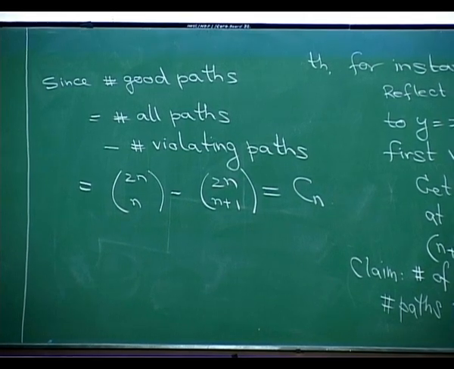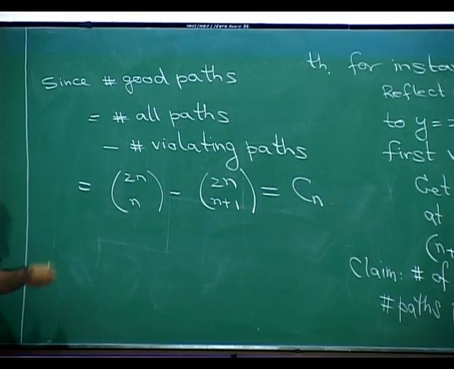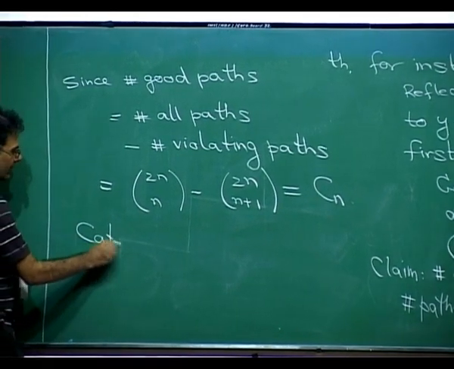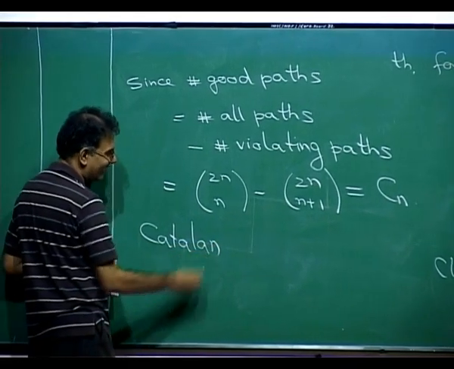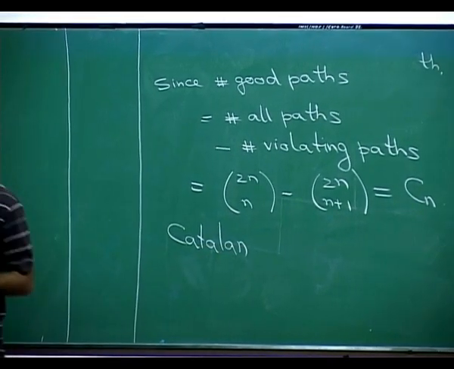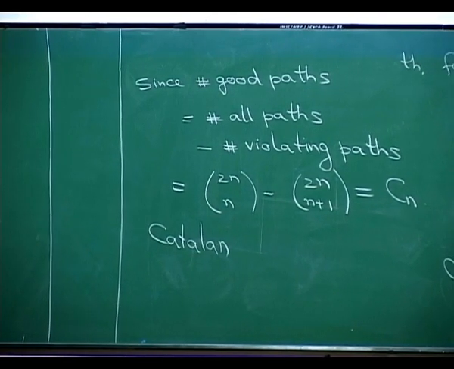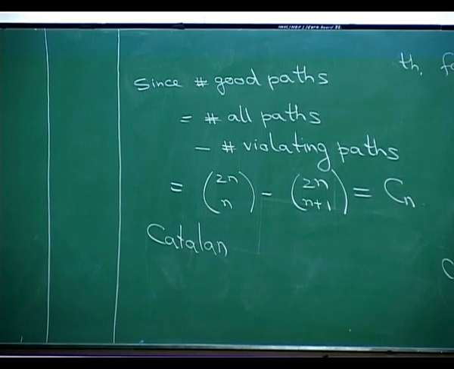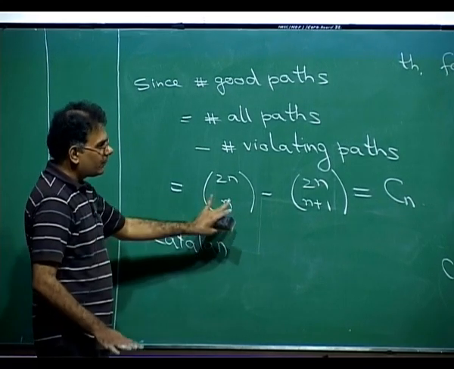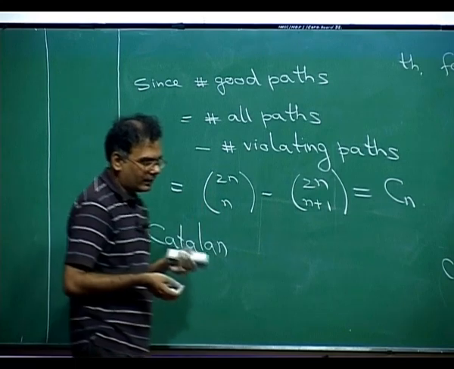By the way, Catalan numbers are named after the Belgian mathematician Catalan, but they have been known, according to at least what I read up on Wikipedia, much earlier. Euler knew it, and it was even known in ancient China apparently. Okay. So this proves at least one part of the theorem I said.